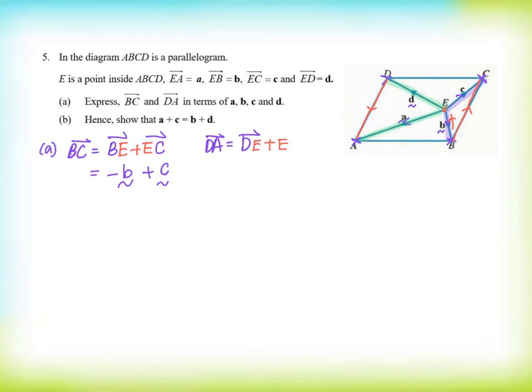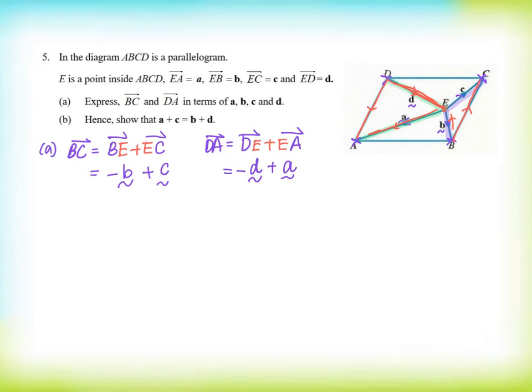So when I go from D to E, it's going in the opposite direction. So hence, this will be a negative D vector. And E to A over here. Now, E to A is given by the vector A. It's going in the same direction. So I shall have this.